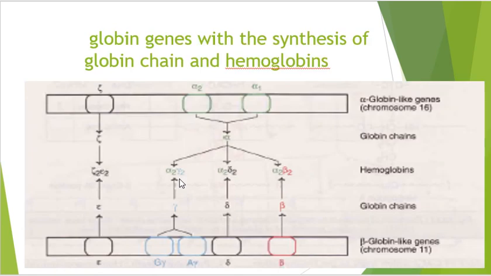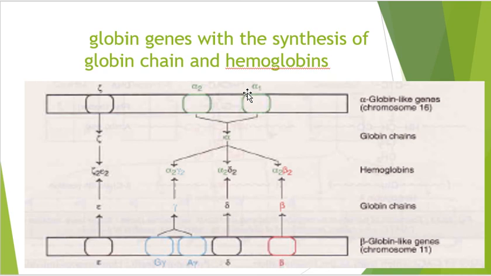Next, here is the synthesis of the globin chains and the hemoglobins. Alpha gene family: there are 2 genes coding for the alpha globin chain present on each chromosome 16. The zeta gene, the other member of the alpha gene cluster, is also found on chromosome 16 and is active during embryonic development.